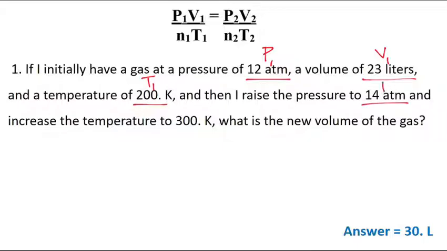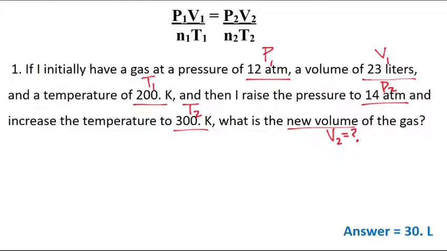That's the second pressure I've seen, so I'm going to call that P2. And increase the temperature to 300 K. So that's going to be my T2. And then it asks us, what is the new volume of the gas? That evidently sounds like we're going to solve for V2. So that is every number that I see in the problem.